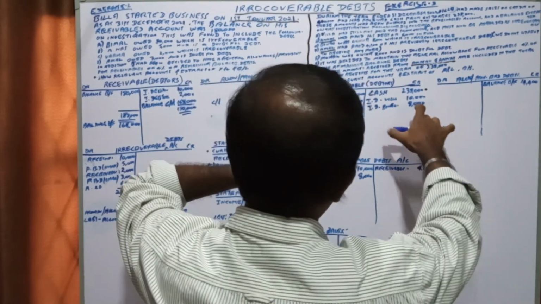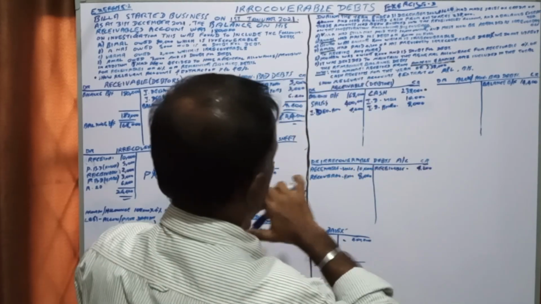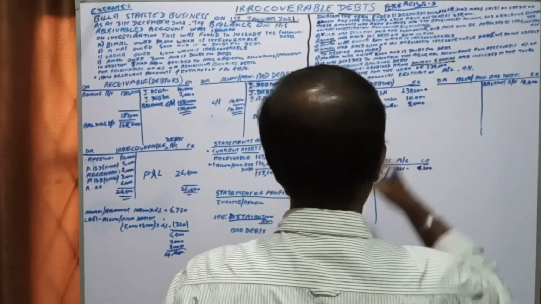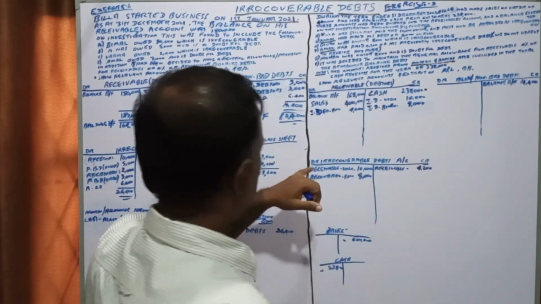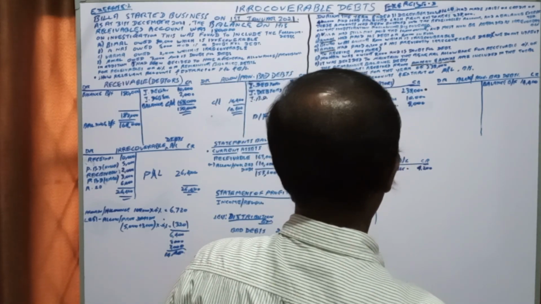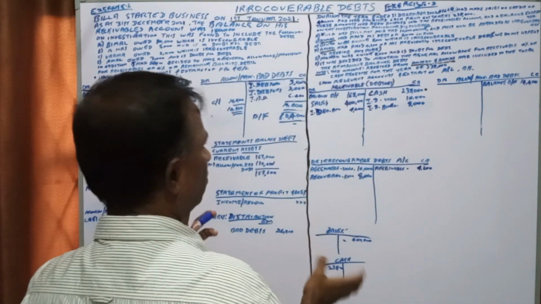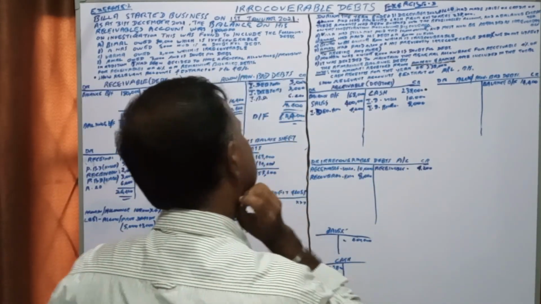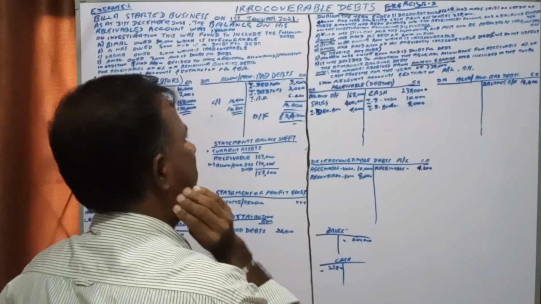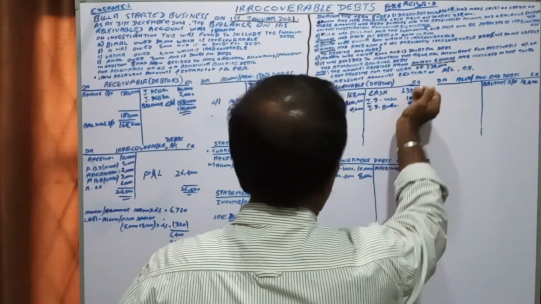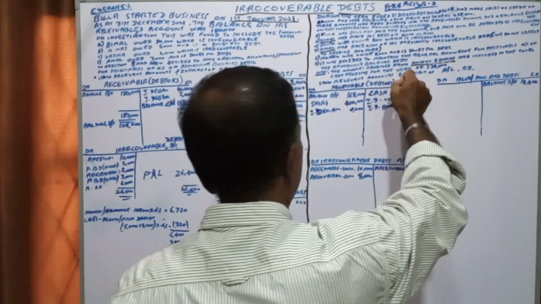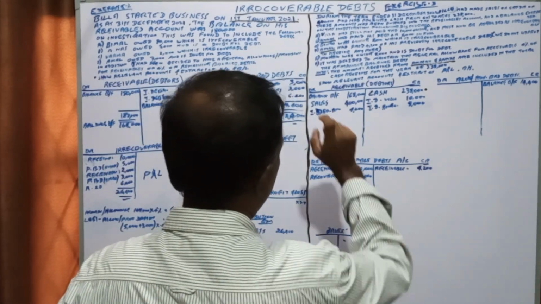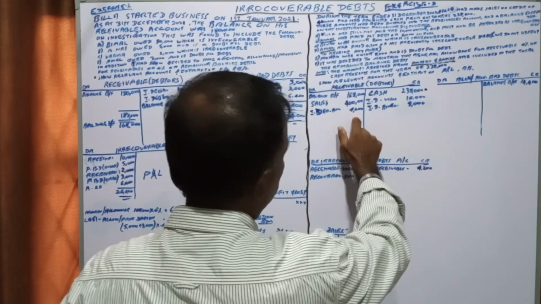Because the irrecoverable amount had been written off already from this account. That means irrecoverable debts had been debited, and here the debtors account we have credited. So we have to reverse that entry because we have already received that cash. We have transferred that amount to receivable debtors. We are removing it here. That means receivable debtors account debit 4,200.